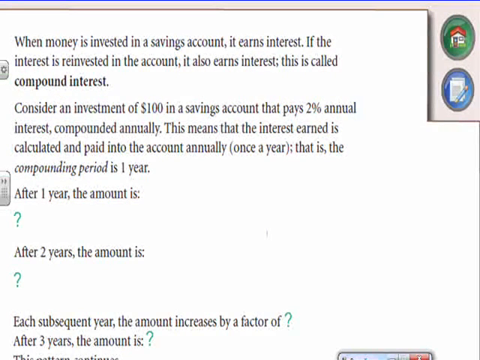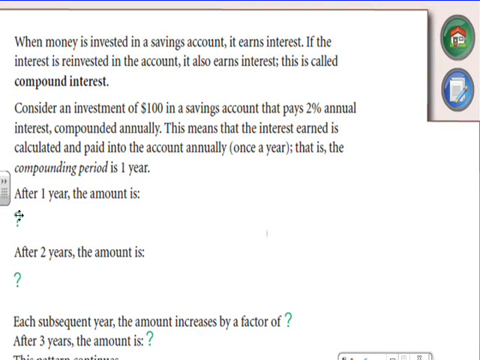And now we take a look at compound interest. Compound interest is an application of exponential equations and functions. It's also related back to geometric sequences and series. The two of them are really tied together. So when we go through this here, starting at $100, with 2% annual interest compounded annually.